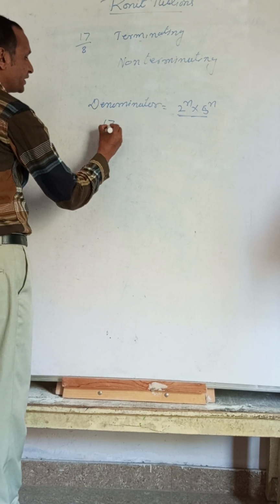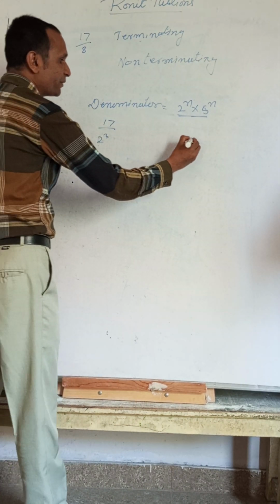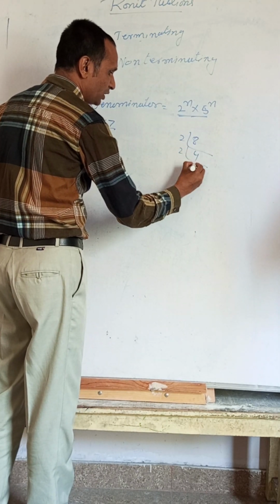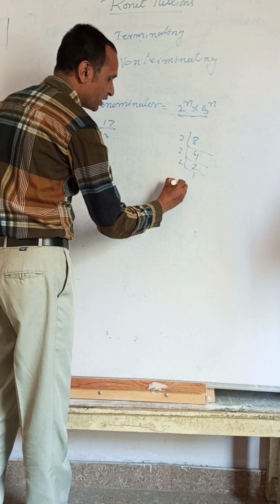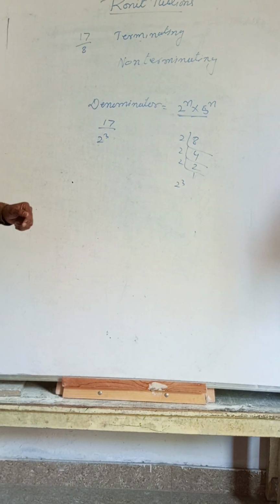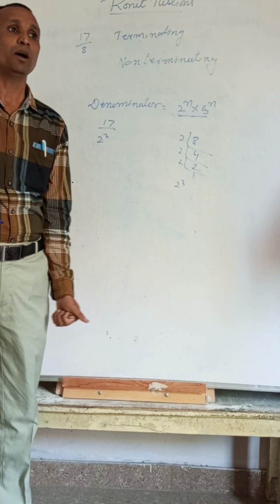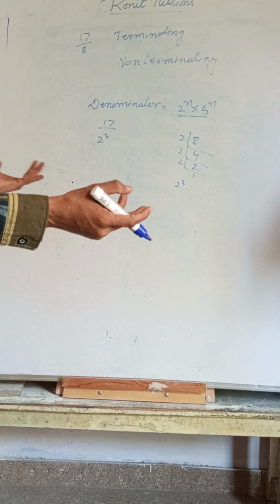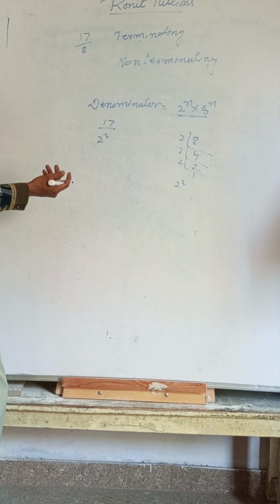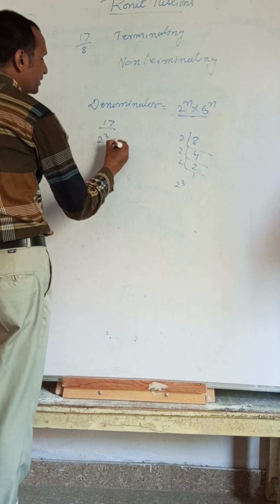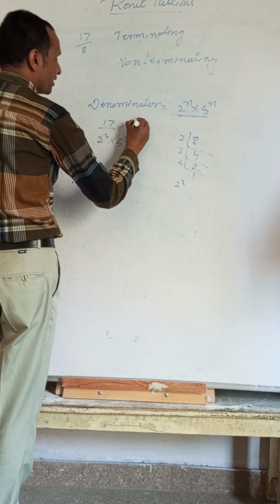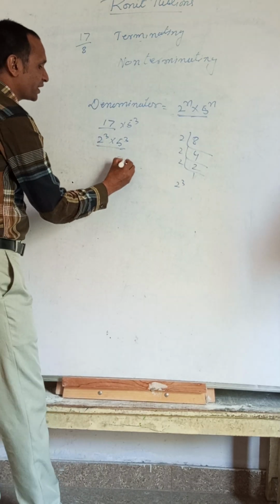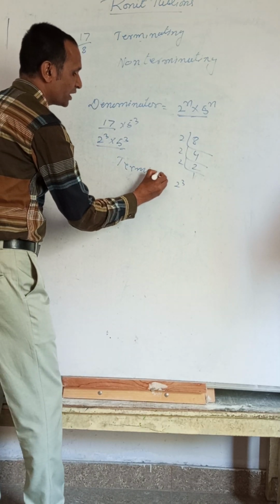So we can write 17 over 2 to the power 3, since 8 we can write as 2 to the power 3. See, 2, 4, again 2, means 2 to the power 3. 2 to the power 3 means it is 2 to the power n, where n is any integer: 1, 2, 3, 4, 5, 6, or minus 2, any number. So we can write 5 to the power 3 into 5 to the power 3 as well, so it came in this form. So it is terminating. The given number is terminating.